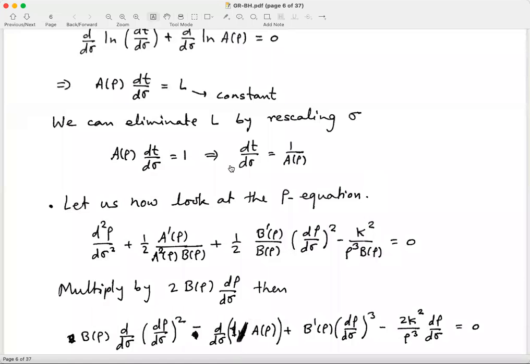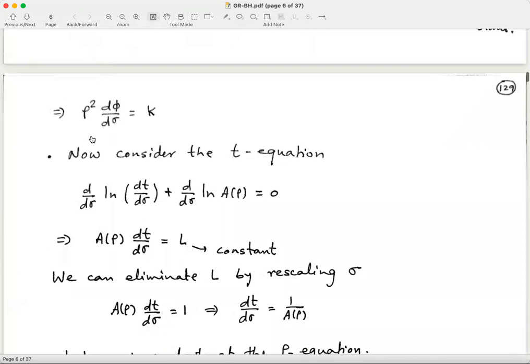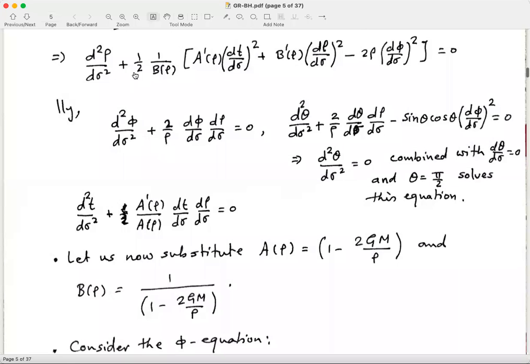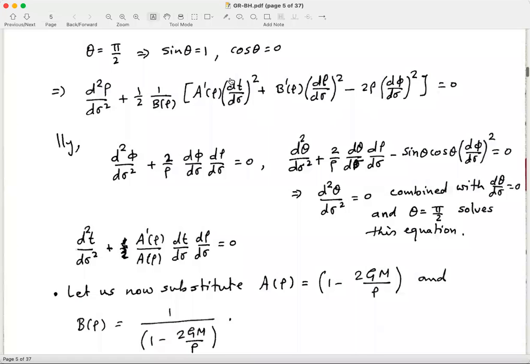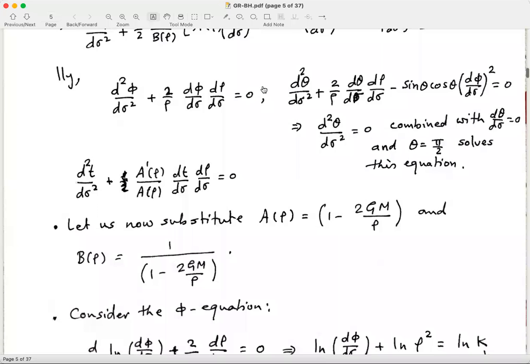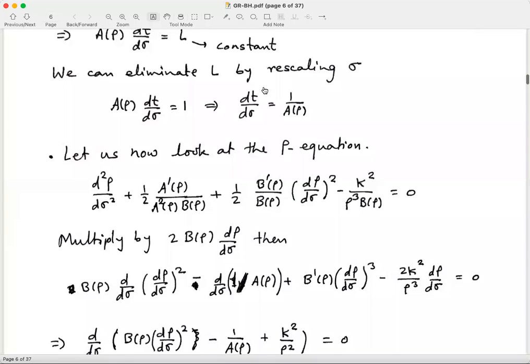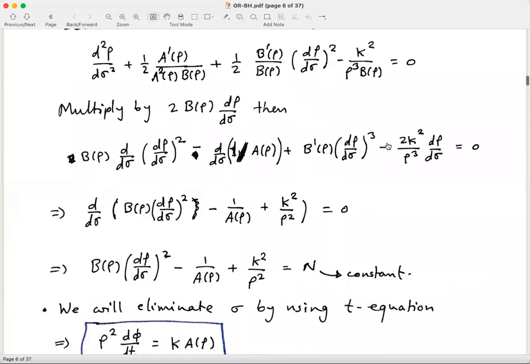Okay, so using these facts that dt by d sigma and d phi by d sigma are known, we can just go back and plug them into the rho geodesic equation. You have dt by d sigma and d phi by d sigma already, so take that and simplify the equation. And what happens is that if you substitute that, you can write this equation as a total derivative of B rho times d rho by d sigma whole squared minus 1 over A rho plus k squared upon rho squared. And therefore, the quantity in the parenthesis must be constant.